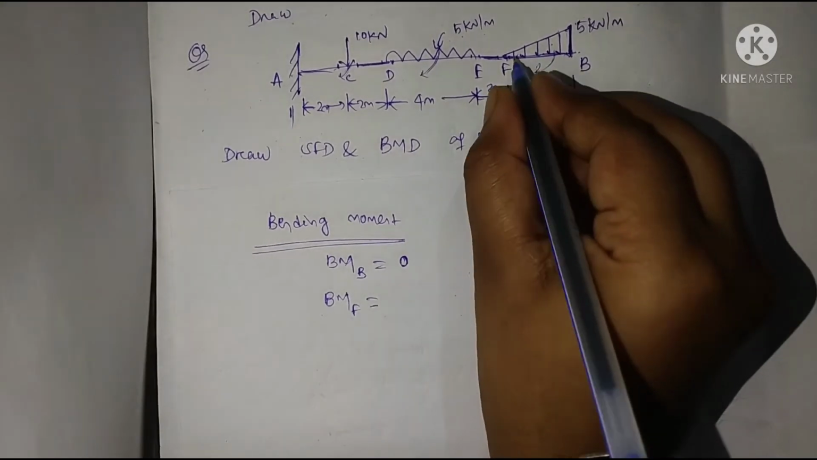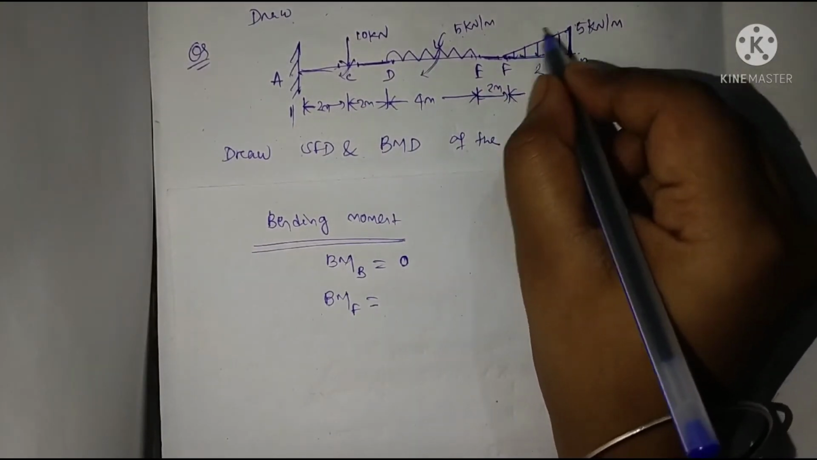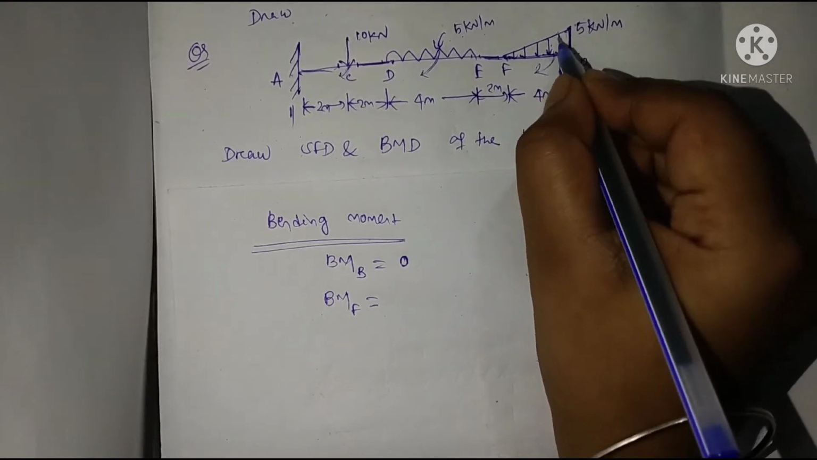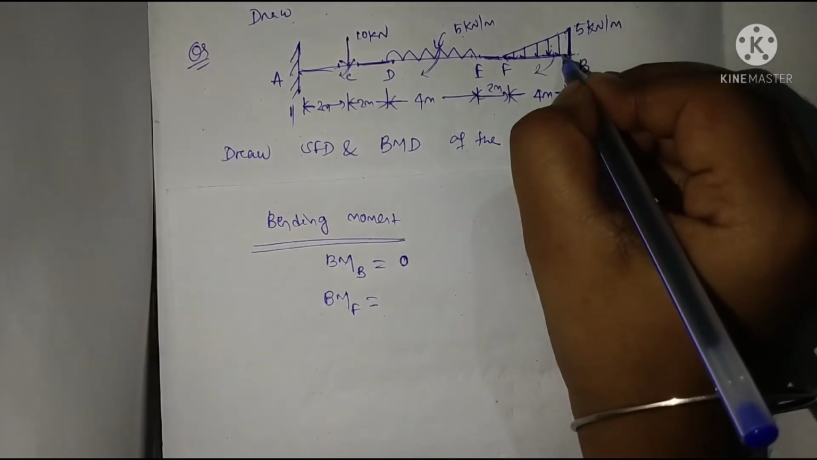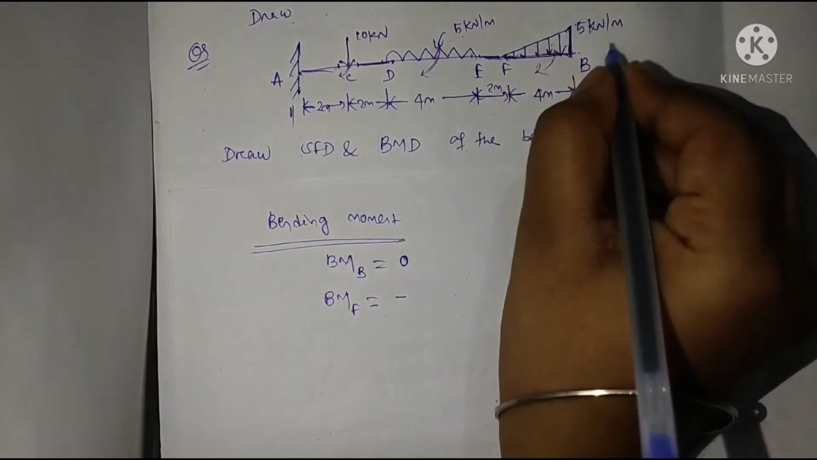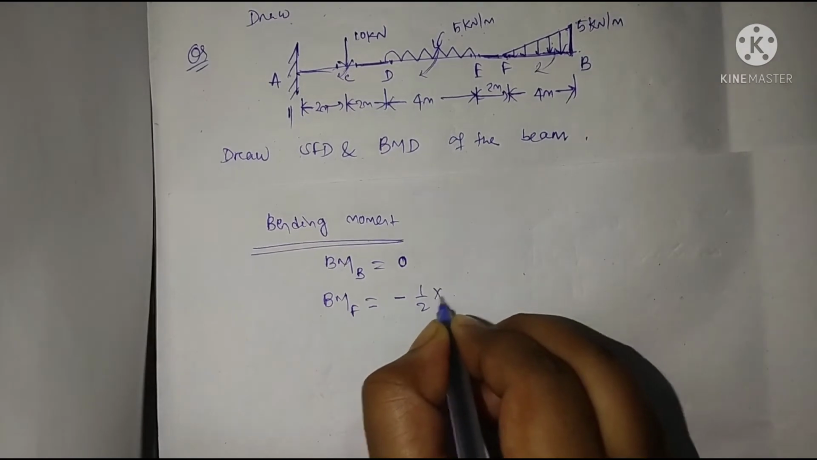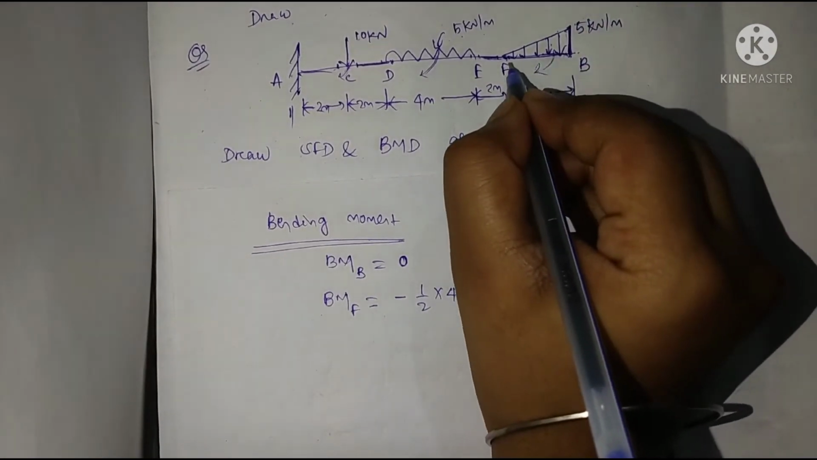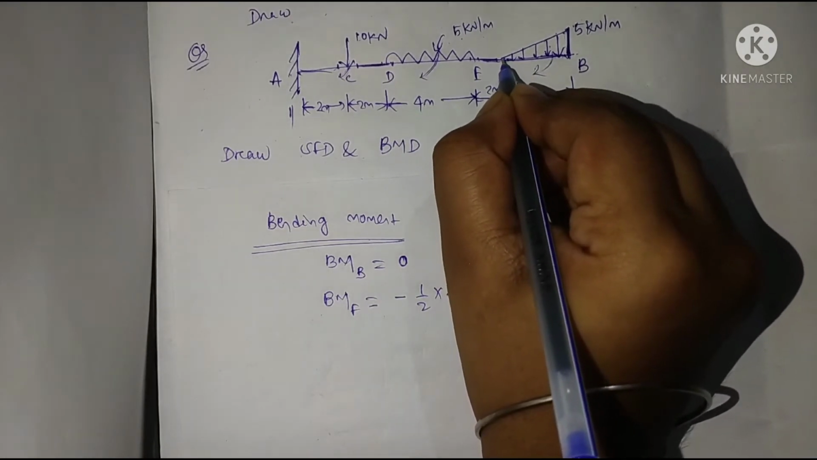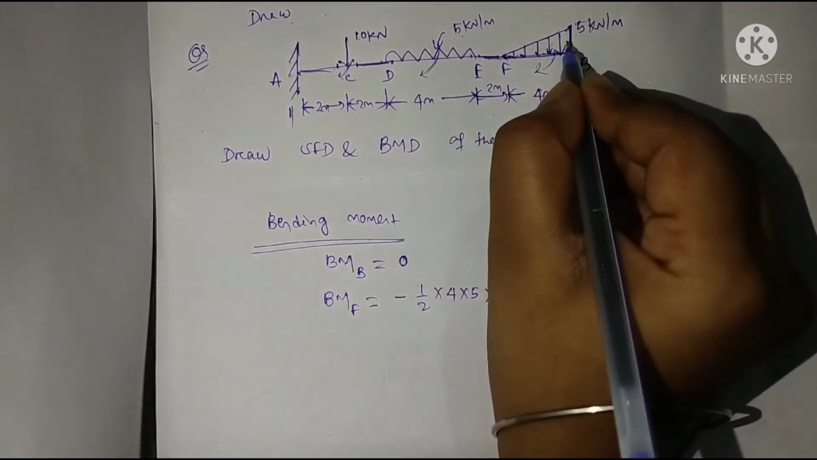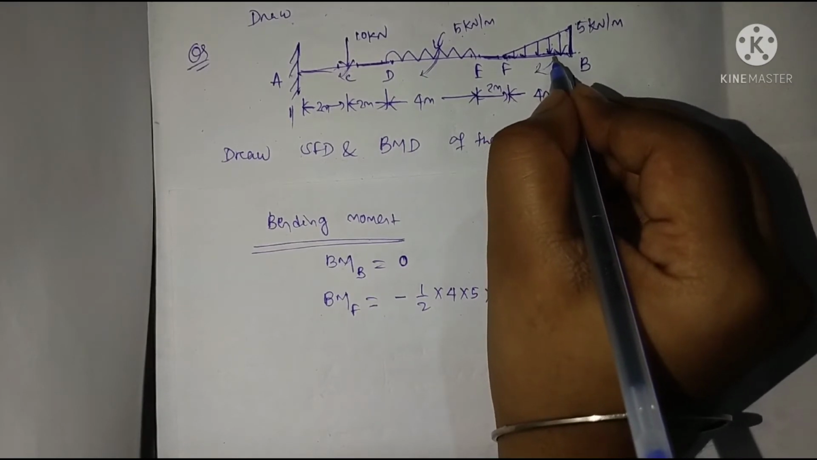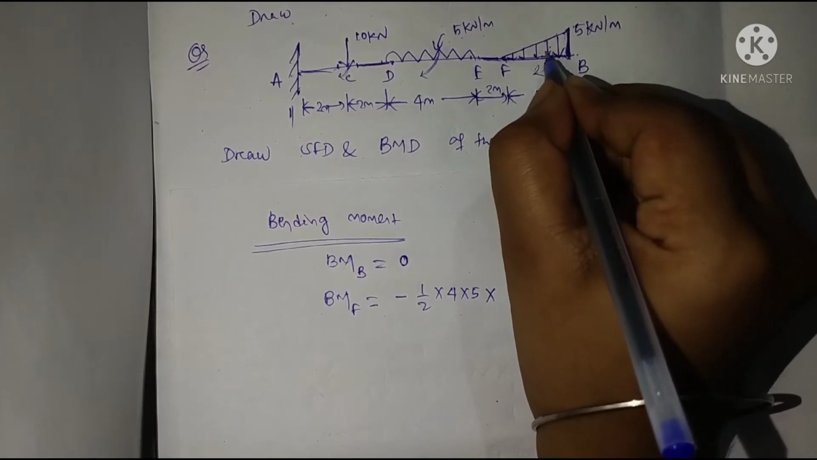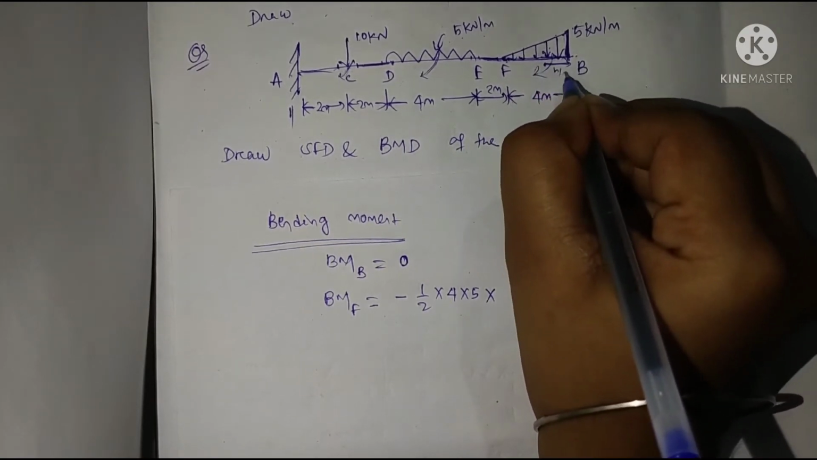Now bending moment at point F. At point F, bending moment will be how much? The intensity of loading into perpendicular distance. The force is acting in the downward direction, so it will be negative. So minus, the intensity of loading is half into 4 into 5, and now take the perpendicular distance about this point. In a triangular section, its CG acts at h by 3 from its base.